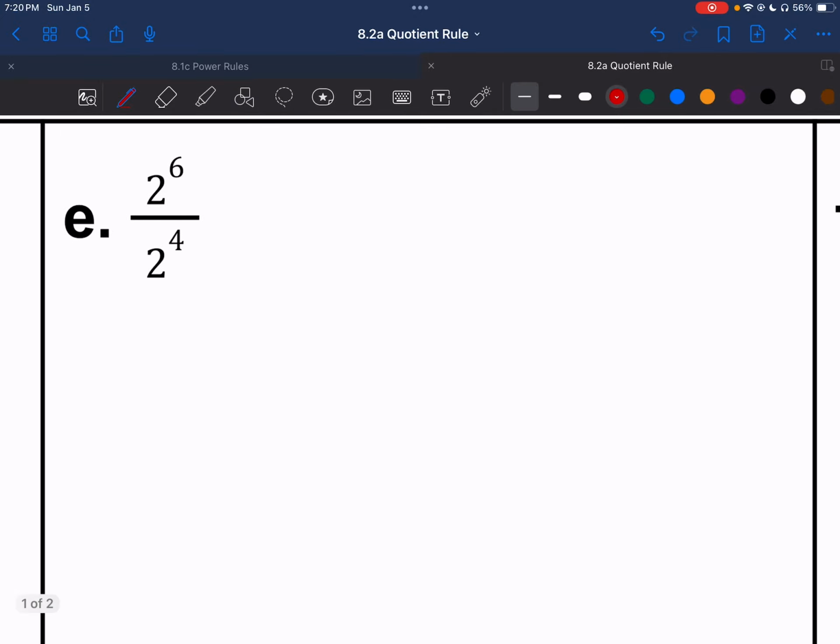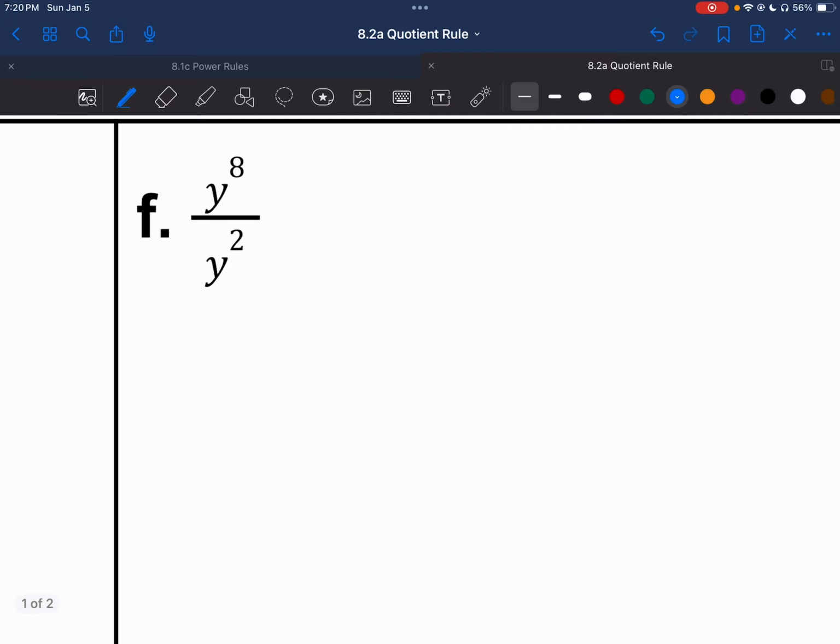Letter E, we've got 2 to the 6th power over 2 to the 4th power. So we have 2 to the 6 minus 4 power, which is 2 to the 2nd power, and 2 squared is 4. Letter F, we have y to the 8th power minus 2nd power, so we get y to the 6th power.